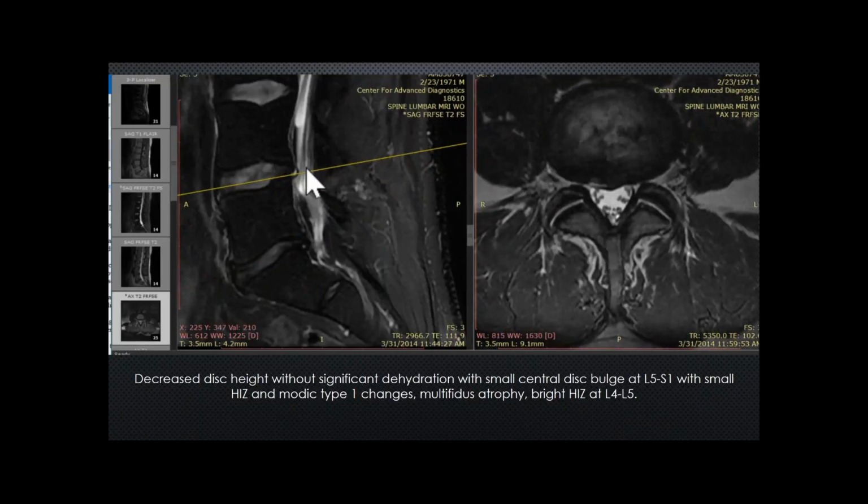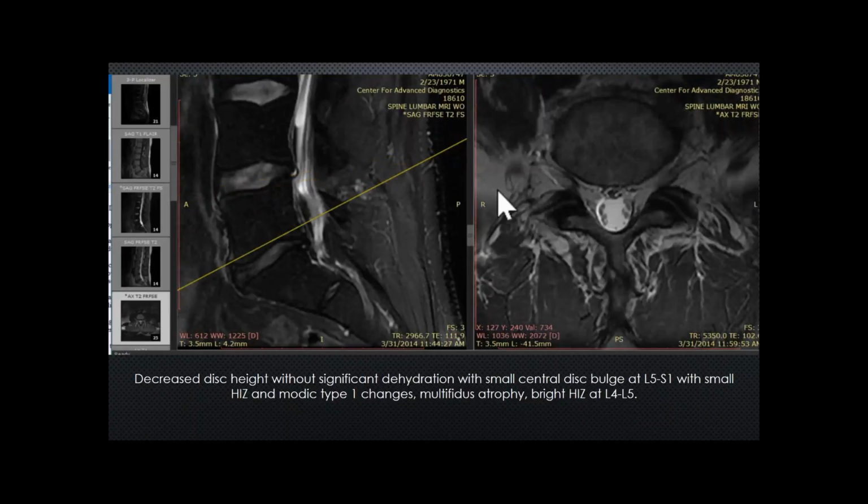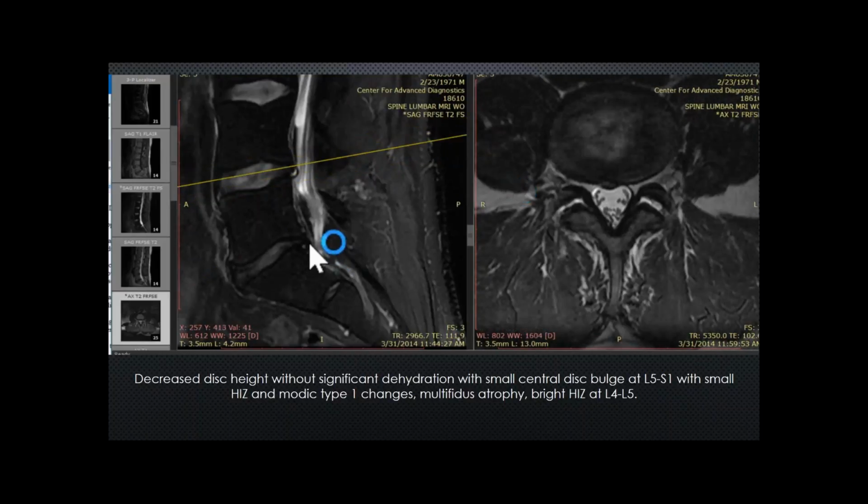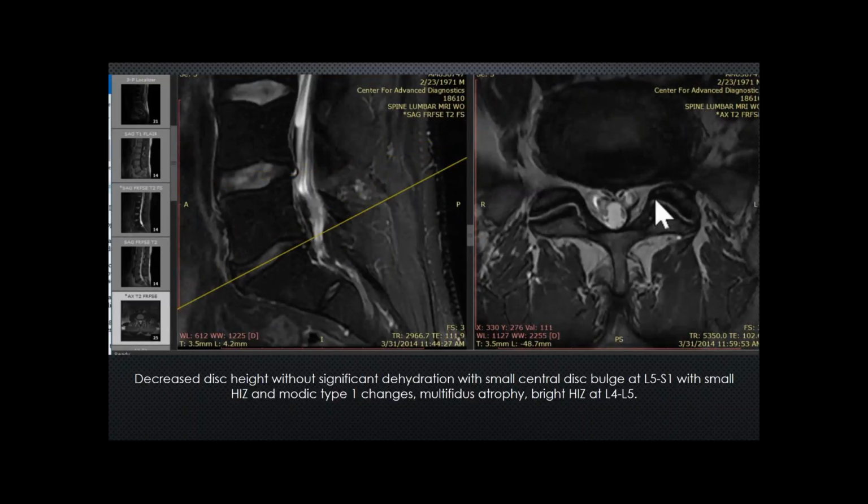But we can see now better his annular tear, or HIZ, at L4-5. We can see its actual true morphology here is more circumferential than radial. So interesting here, it's very bright, so this would be one that is probably associated with some disc pain at 4-5. You can see that this one is not quite as bright, probably less likely to be associated with disc pain.